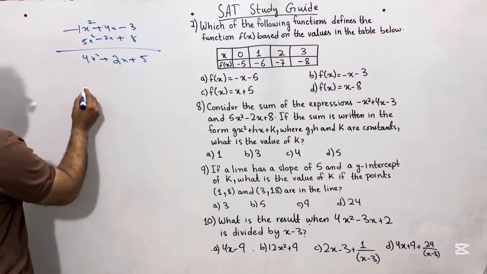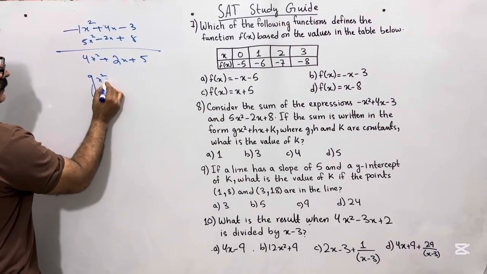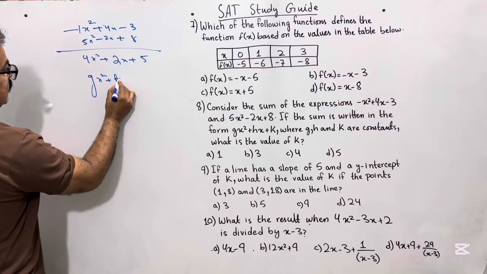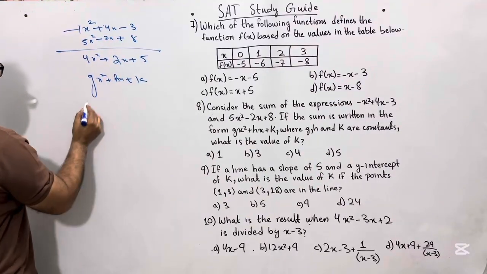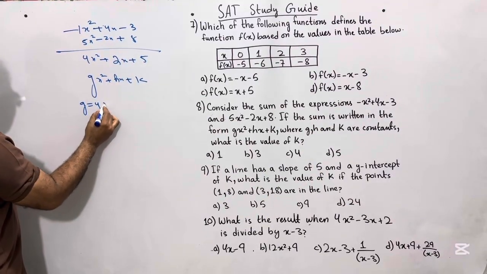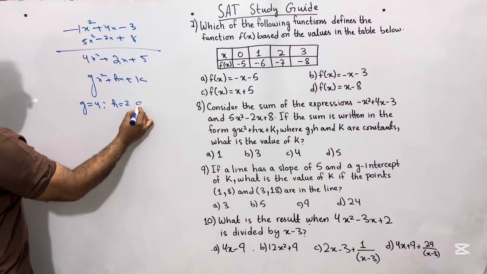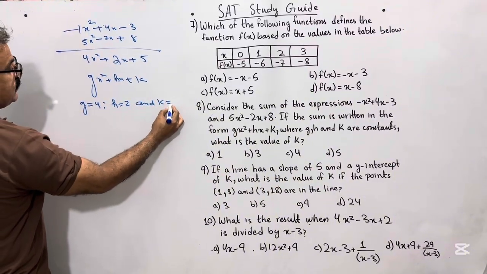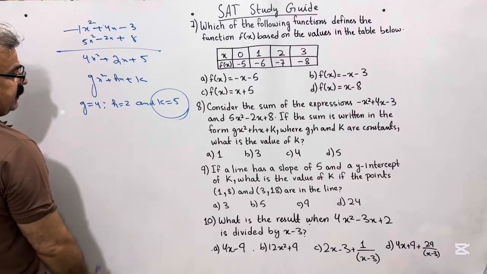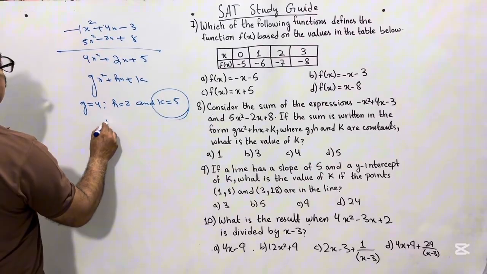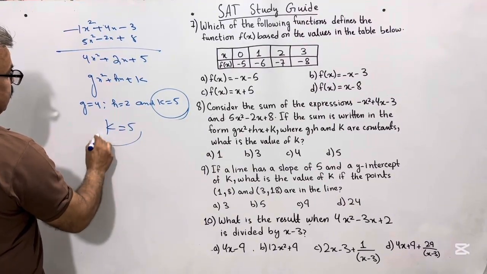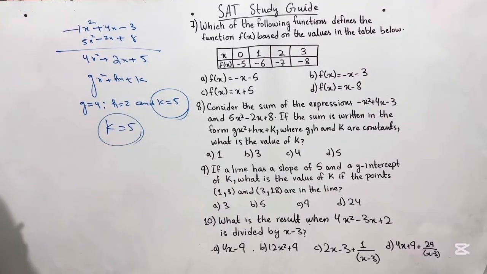We have to compare this with gx square plus hx plus k, which is given to us. Here g is equal to 4, while h is equal to 2, and k, the value we are interested in, is 5. So the value of k is equal to 5.